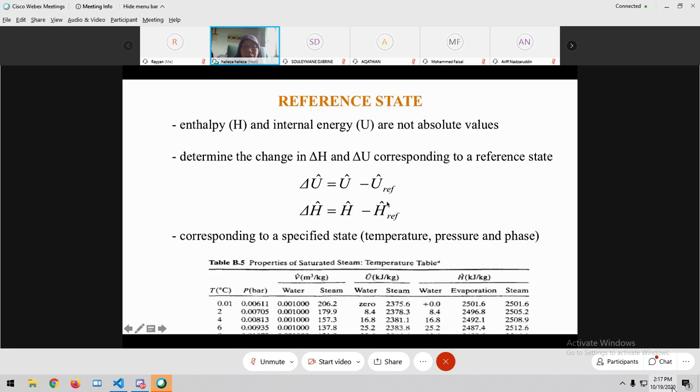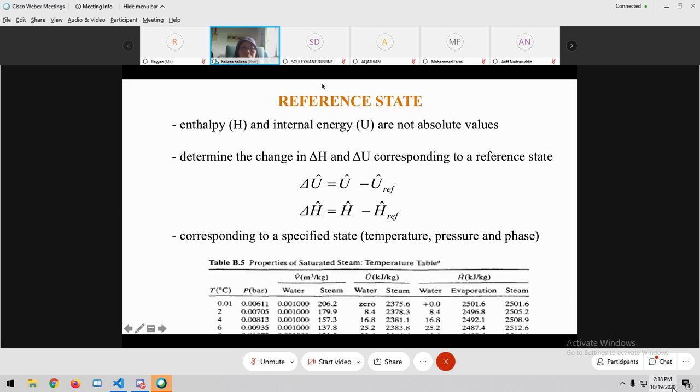So this is what I was talking about just now. Delta U is equal to U, the internal energy, minus the reference value. Your delta H, this is not inside the notes because I decided to put it in today. Before this I did not put it in the slide, so I just did it this morning.